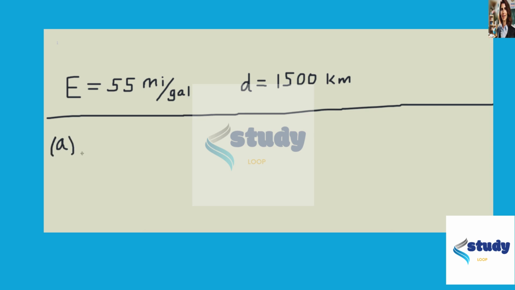For part A, we're just converting that efficiency from miles per gallon into kilometers per liter. So we're starting out with E equal to 55 miles per gallon, so 55 miles for every 1 gallon. Let's first convert from miles to kilometers. We use Appendix E to look at these conversions. 1 kilometer is equal to 0.6214 miles. So now we're in units of kilometers.